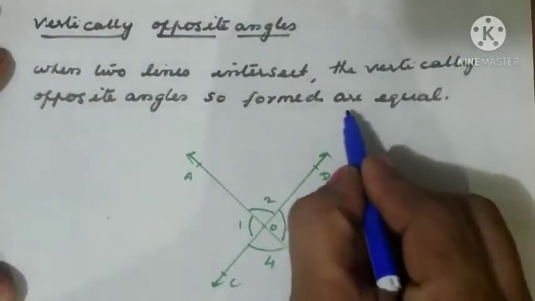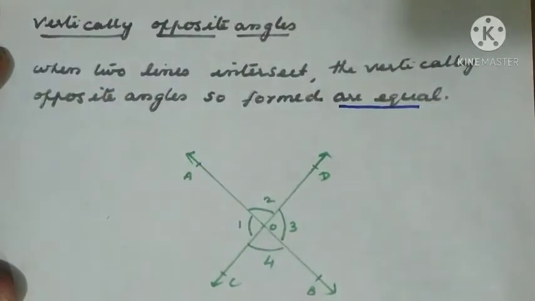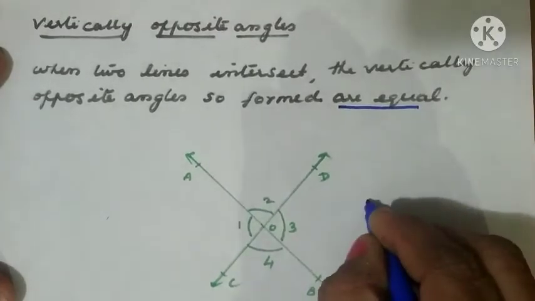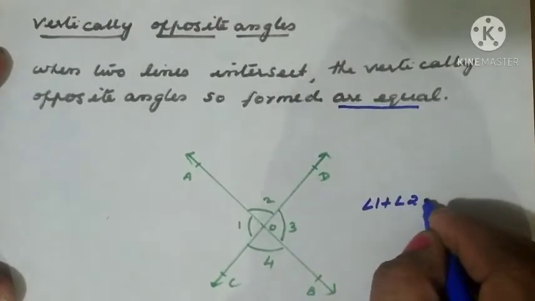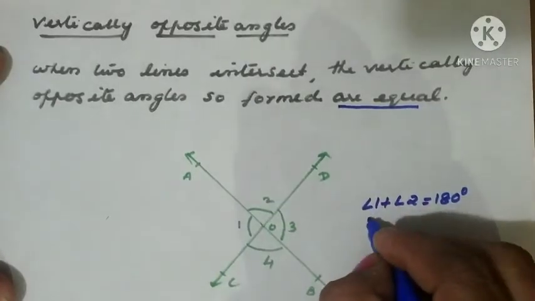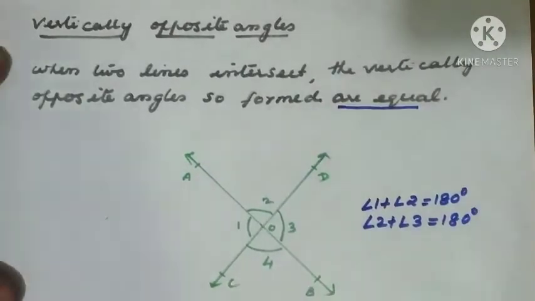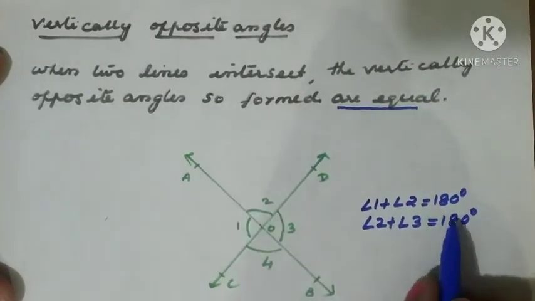Now it is told that vertically opposite angles are equal. How can we prove this? The proof, which you will learn in higher classes, is based on the idea of linear pair, which you have already learned. Based on that we can say this. See, angle 1 plus 2 is a linear pair, so the sum of angle 1 and 2 is equal to 180 degrees. You know that. Now we can say that angle 2 and angle 3 is also 180 degrees only. Right? So both are equal to 180 degrees.